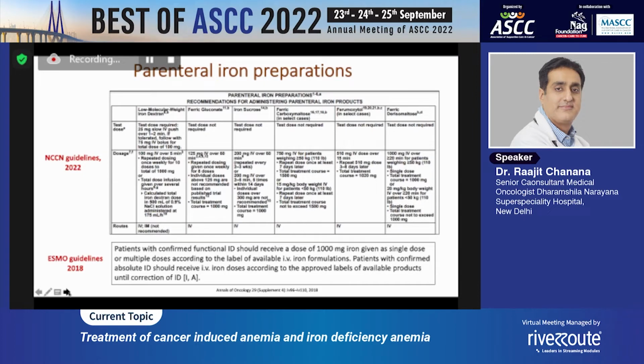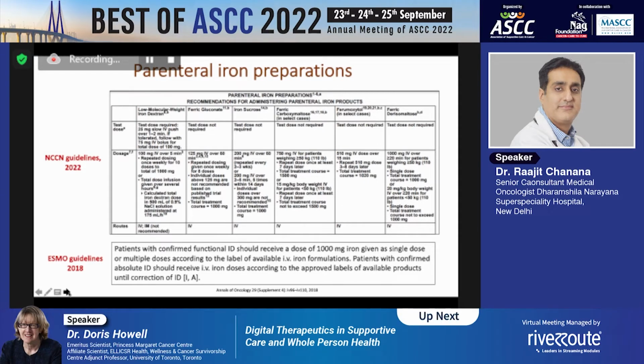Or it can be weight based also. If the patients weigh less than 50 kg, it is 15 milligram per kg body weight, and the repeat dose once at least 7 days later, and the total treatment course should not exceed 1500 milligram. The other iron forms are not presently available with us. Even the NCCN guidelines and the ESMO guidelines recommend that iron deficiency should be treated with iron.